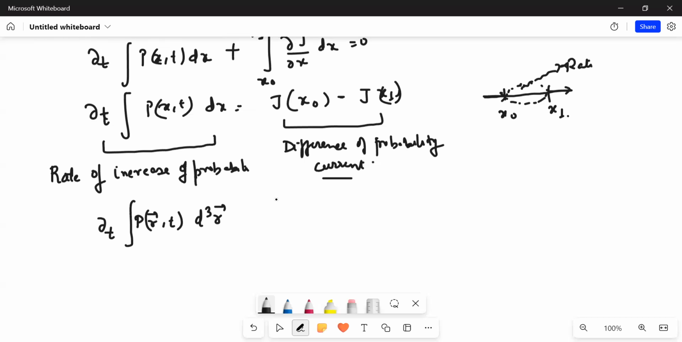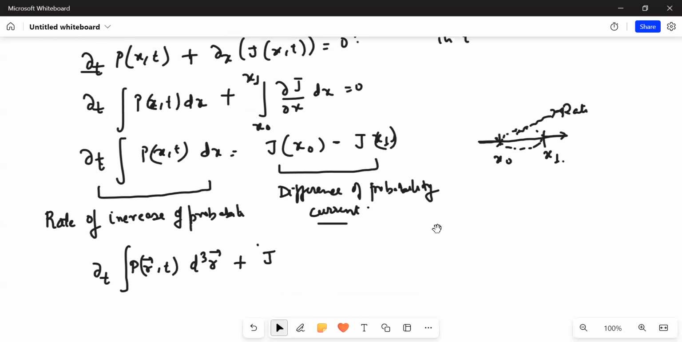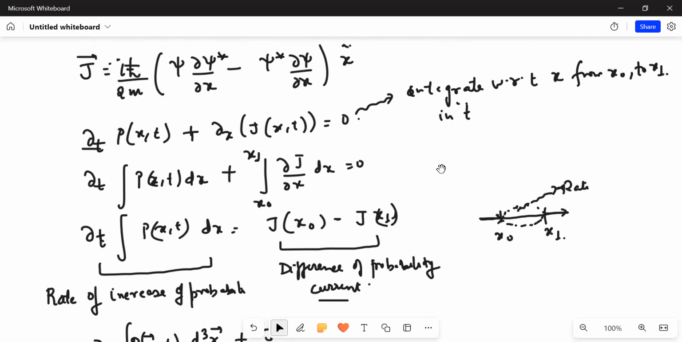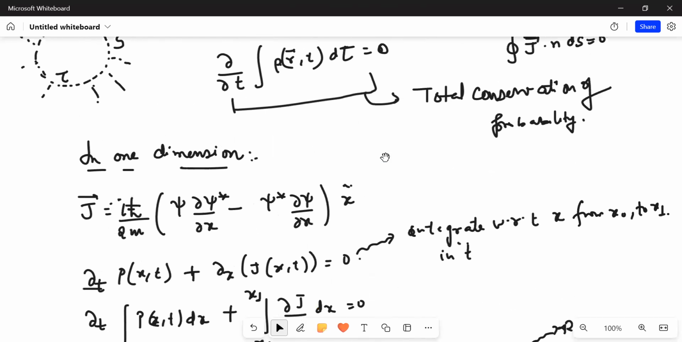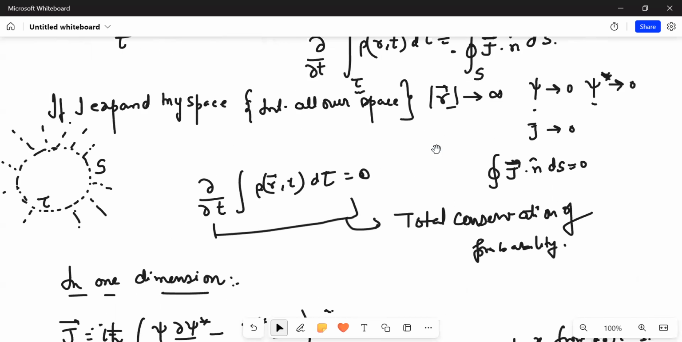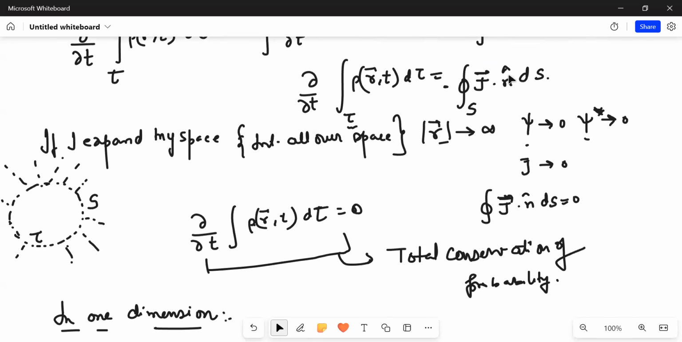And let us integrate it. Plus, instead of this, I will write... so what I can write. So here it is like this way. I'll use this form then. Okay, so I'll use this form in 3 dimensions.